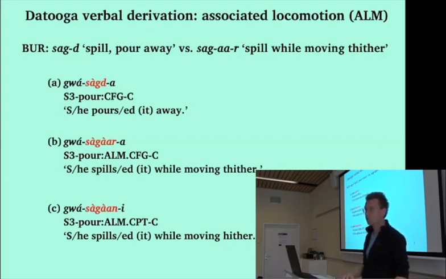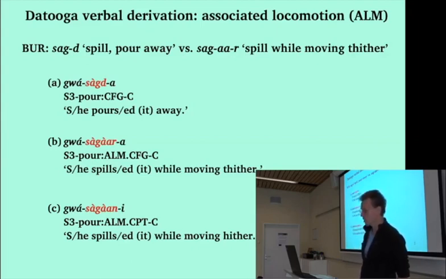And the verb stem expressing all this is sagar, which is composed of the same bound verb root sag that we find in sagd, plus the extension R that conflates the notions of associated locomotion plus centrifugality. So the semantic essence of the category of associated locomotion is to indicate that the verb action, that is in this case spilling, happens against the background of another motion, co-event with a specific orientation in space, something which has also been referred to as ambulatory, for example.